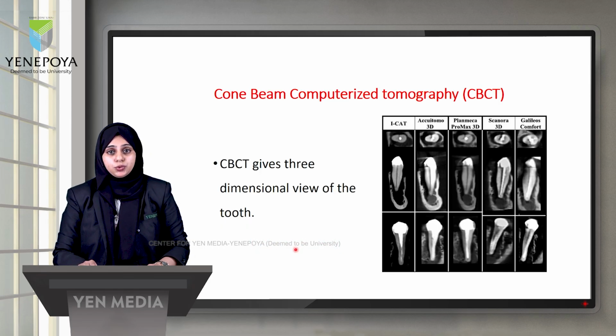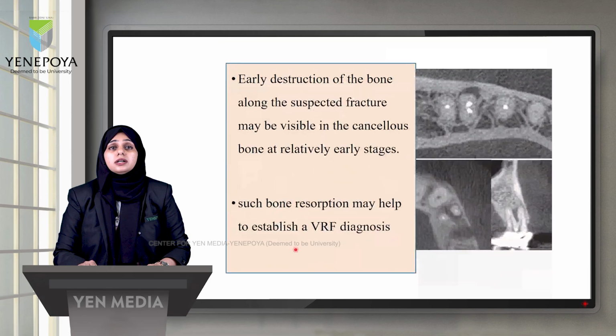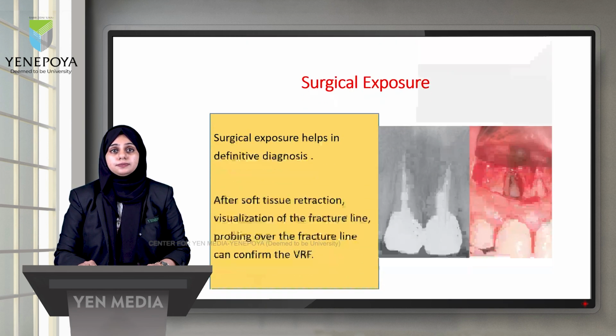Cone beam computed tomography. As we know, CBCT gives a three-dimensional view of the teeth. It helps in diagnosing a vertical root fracture by showing the segments of fragments as a radiolucent line when multiple slices are taken. Early destruction of the bone along the suspected fracture may be visible in the cancellous bone in relatively early stages. These may not appear in a periapical radiograph. Such bone resorption may help to establish a vertical root fracture diagnosis at the earliest.